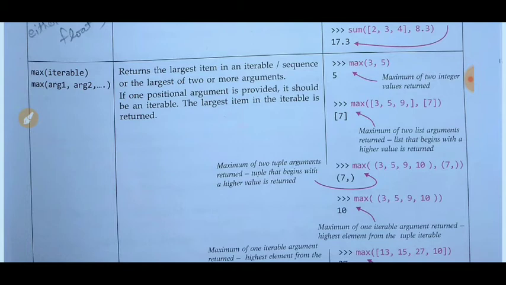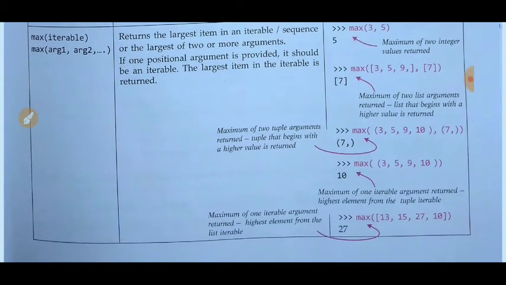This example is based on tuple. And the last one is where there is only one sequence, that is called the iterable concept. So it returns answer 10. The maximum of one iterable argument returns the highest element from the tuple iterable. Is it clear?